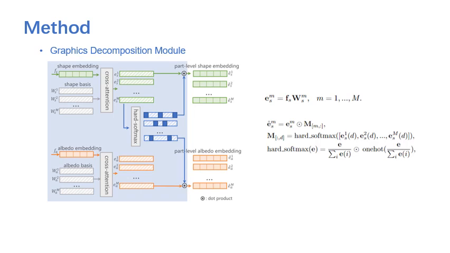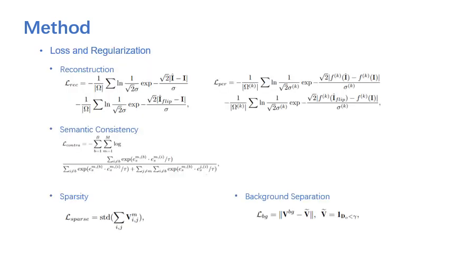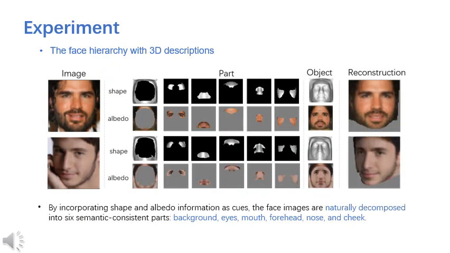The same pipeline is applied to the albedo embeddings, where the only difference is that the attention is copied from the shape embeddings, which ensures that the shape and the albedo information are decomposed synchronously. Here are the loss functions to train IGCNet, which include several constraints for reconstruction, semantic consistency, sparsity, and background separation. Next, we will briefly introduce the experiments.